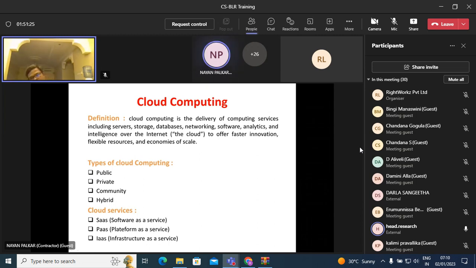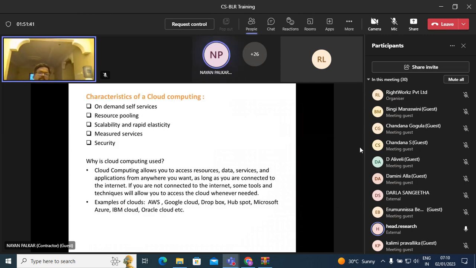Next, cloud computing has three types of services: SaaS, that is software as a service, then PaaS, platform as a service, then IaaS, infrastructure as a service. Then cloud computing has characteristics: it provides on-demand self-service, it contains resource pooling, which helps to use the resources properly, and it is scalable and has rapid elasticity. Then it has measured services and some more security.